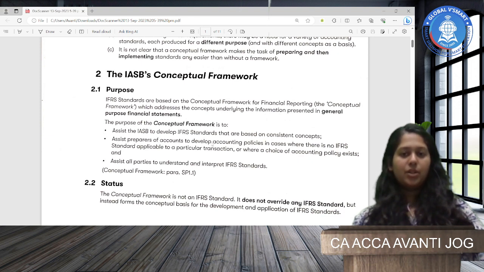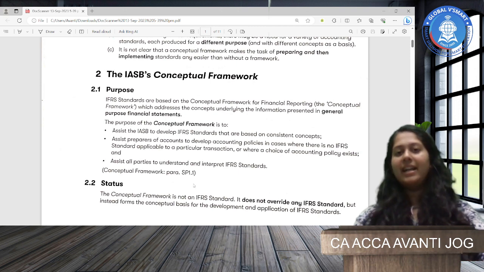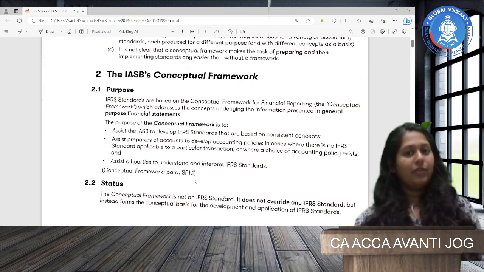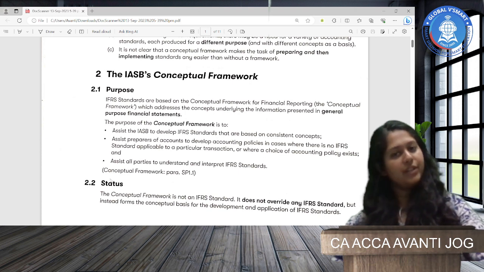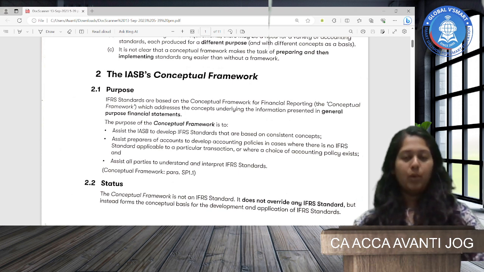Assist the preparers of accounts to develop accounting policies, and in cases where there is no IFRS standard applicable to a particular transaction, or where a choice of accounting policy exists. So as I said, for new IFRS to be developed, the clarity and help will be given by the conceptual framework. Where there is no IFRS, as I said, for human resources or artificial intelligence, the conceptual framework will help you to develop these standards and assist all parties to understand and interpret IFRS standards. And as we discussed, not just to develop the standards, but to make sure that people are clear with how to use them as well.